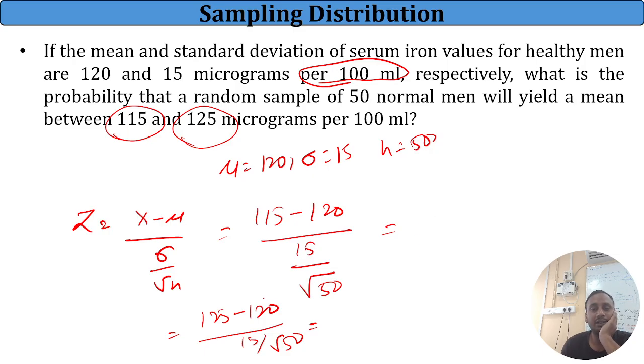It's going to be more or less 5. Root 50 is 7 point something, 15 by 7 point something is 2 point something. And 125 minus 120 is 5. So 5 by 2 point something, I think it will come 2.36. Okay, I have the value.